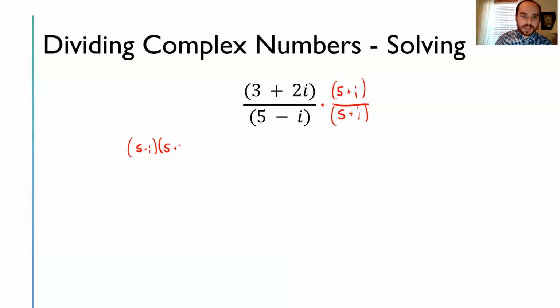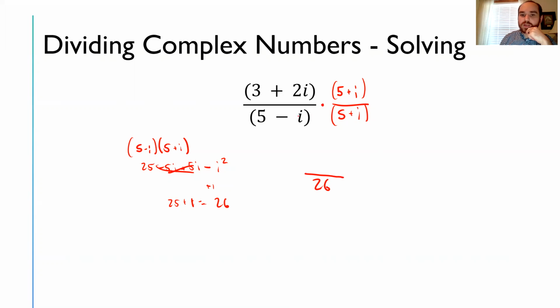times 5 plus I. 5 times 5, that's 25, minus 5i plus 5i, right? Because plus I times 5 minus I times 5. And then we've got minus I times I, minus I squared. Minus I squared, that's minus -1, that's plus 1. So we have 26 basically on the bottom. These will cancel out. This is the same as plus 1. 25 plus 1 equals 26. So we have 26 on the bottom.